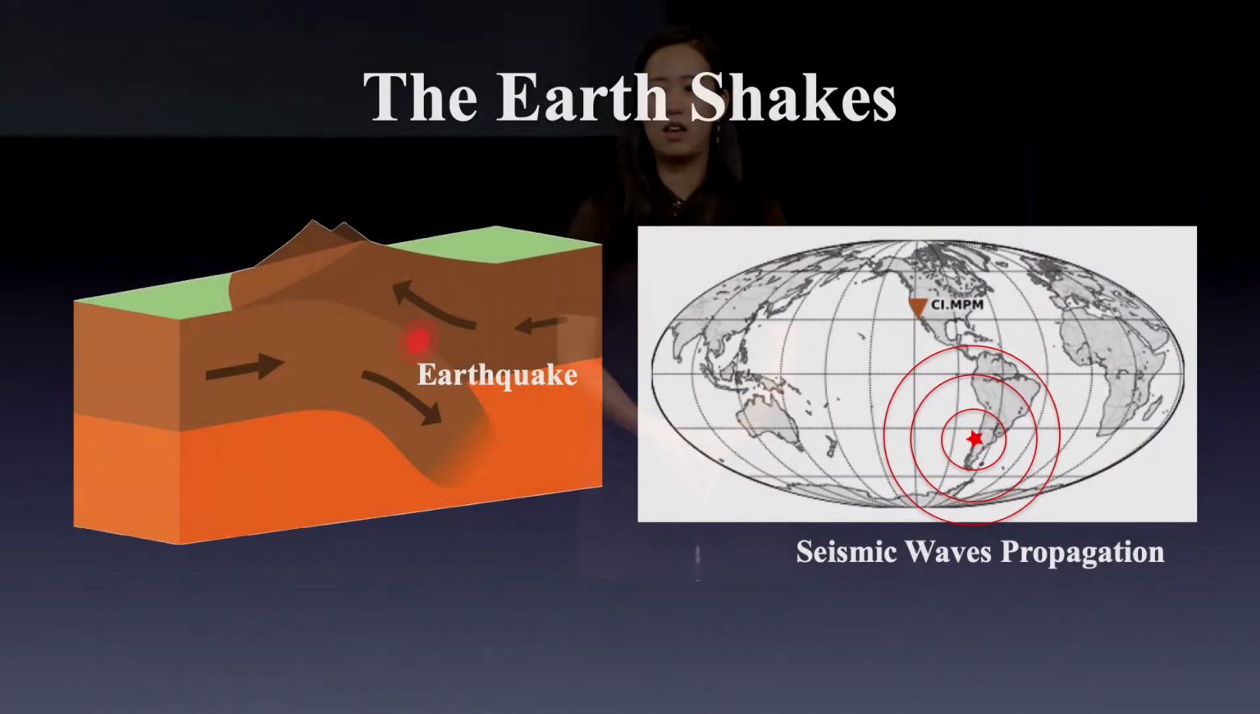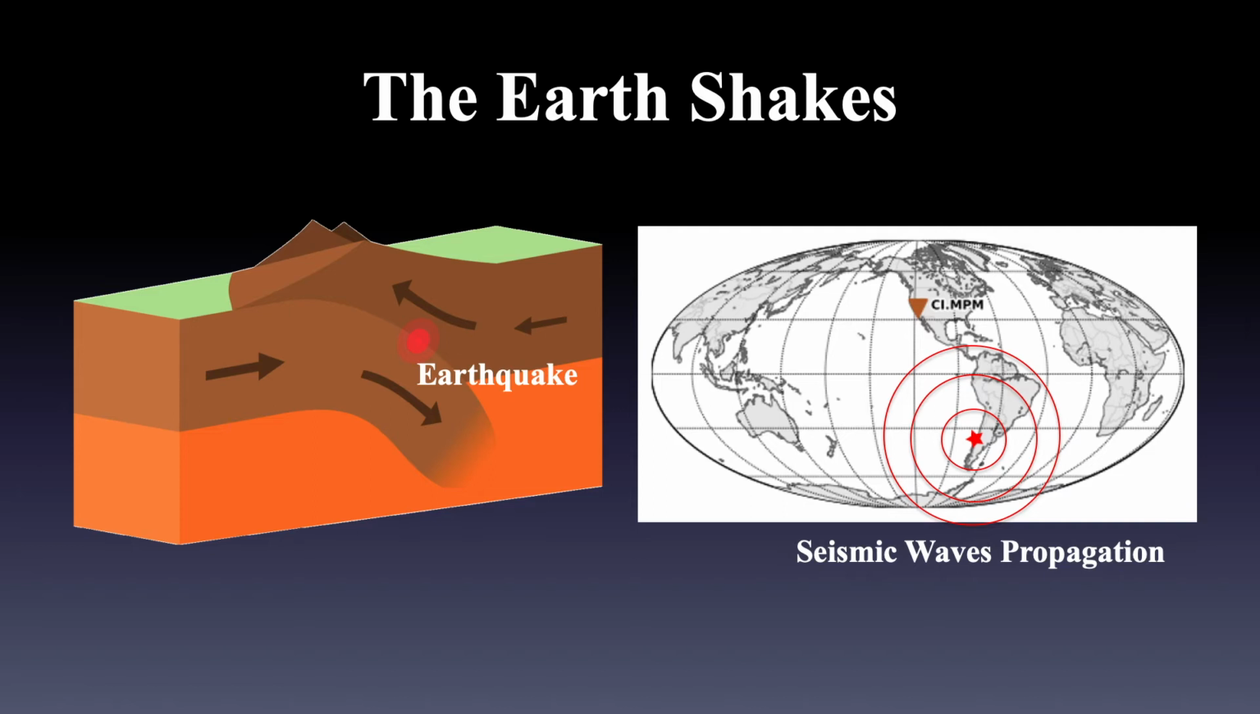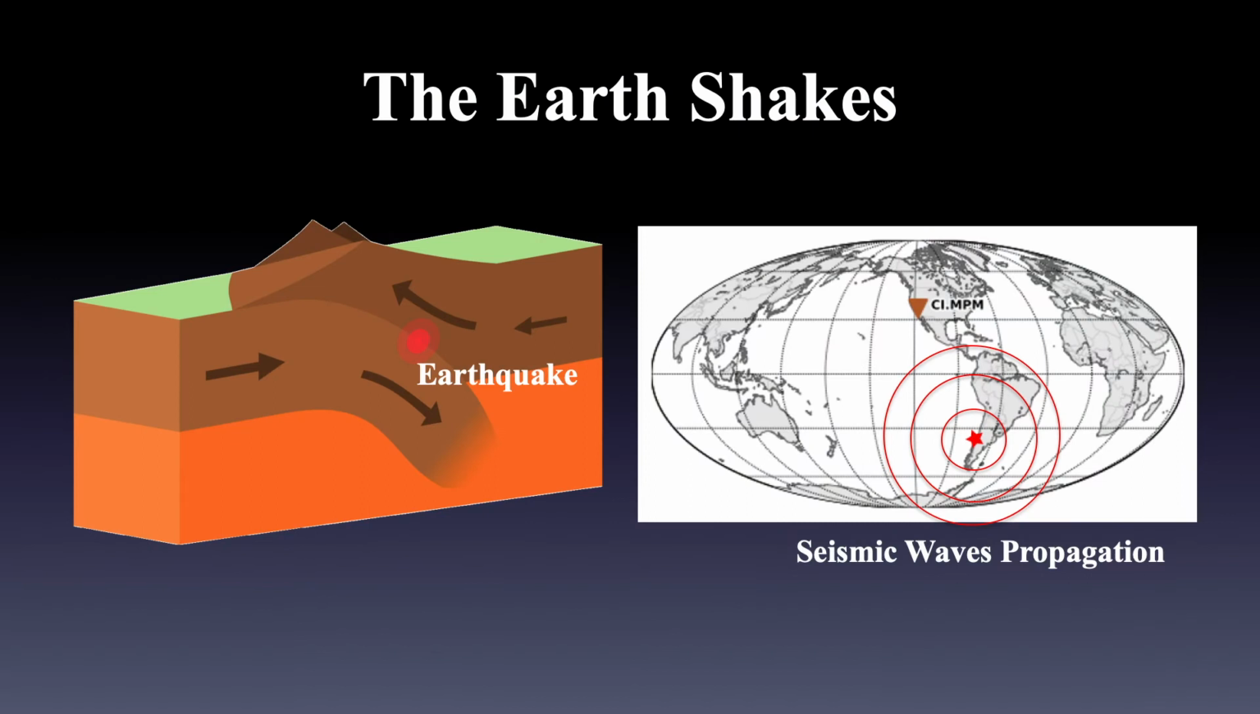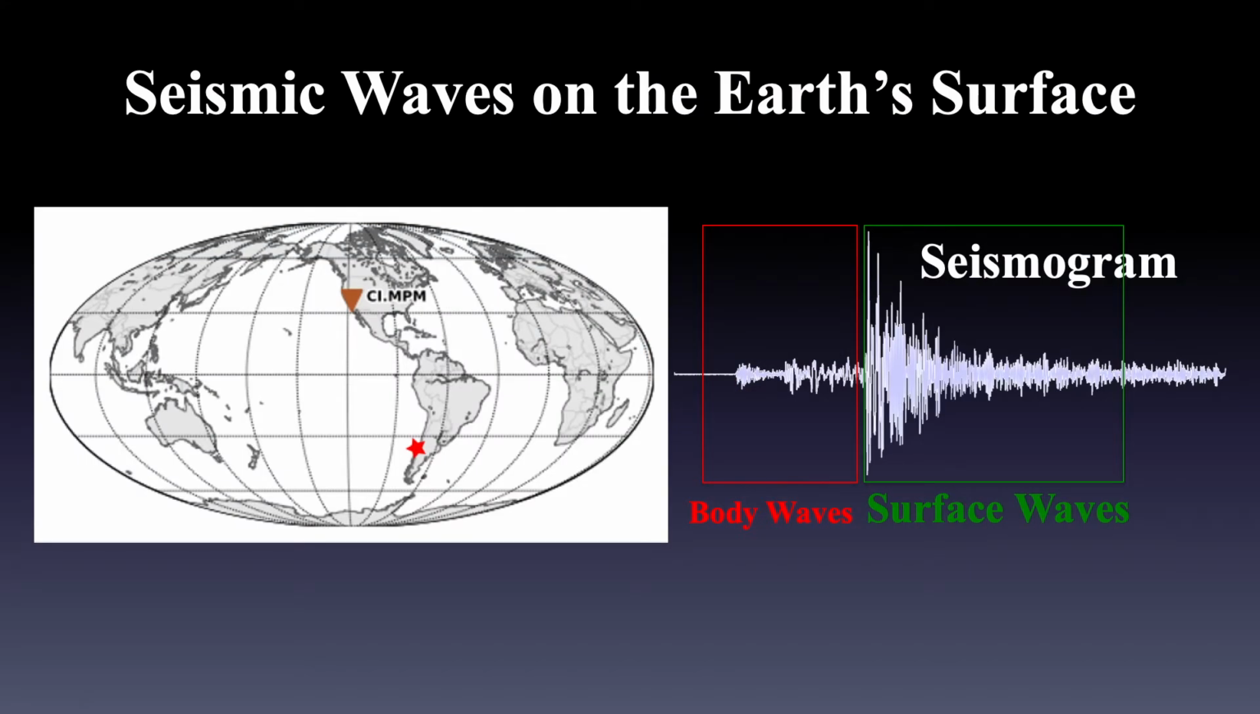So, why do earthquakes occur? Earthquakes are usually caused when rocks underground suddenly break along a fault. Those earthquakes generate seismic waves that make the ground shake. On the map, the red star represents the location of the earthquake, and the triangle represents the seismic station. The seismic waves propagate in all directions, and the seismic station can record these waves. The recordings we call seismograms.